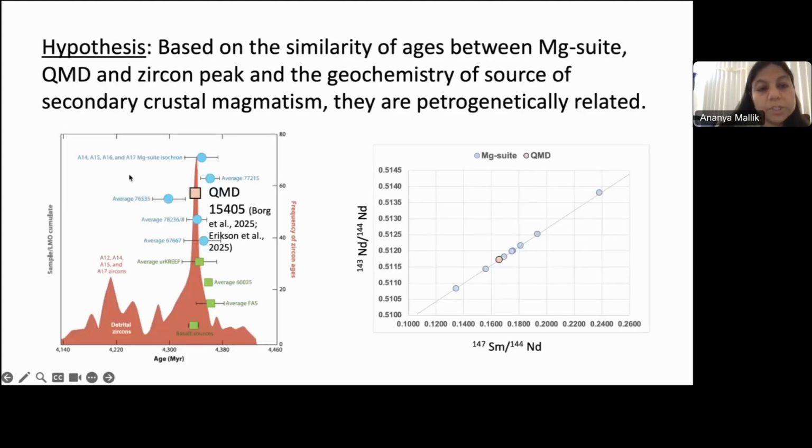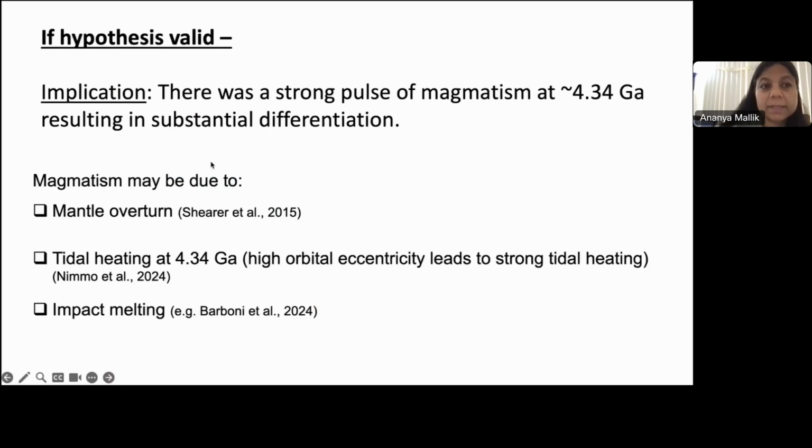So the fact that the Mg suite, the QMD class line up with the zircon peak at about 4.34 billion years, and the fact that the Mg suite and the QMD seem to line up on an isochron as well, which tells us that they were derived from geochemically similar sources, leads to this hypothesis that maybe the Mg suite and the QMDs are actually petrogenetically related. And if the hypothesis is valid, then the implication would be that there was a strong pulse of magmatism at about 4.34 billion years, which must have resulted in substantial differentiation and must have led to secondary crust formation.